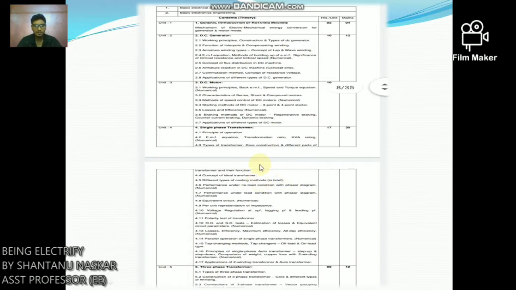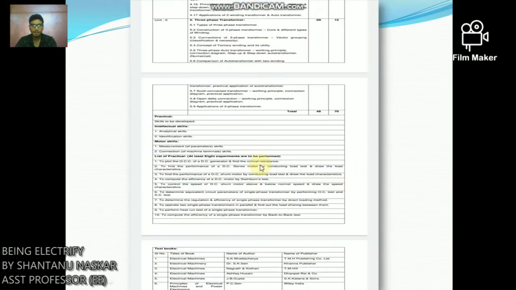In 3-phase we can learn types of 3-phase transformer, construction of 3-phase transformer, core and different types of winding, connection of 3-phase transformer which is vector grouping, concept of tertiary winding and its utility, 3-phase auto transformer and its working principle, and comparison of auto transformer with two winding.